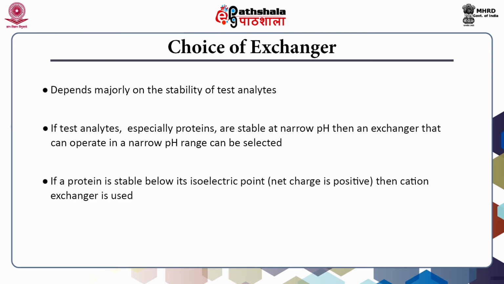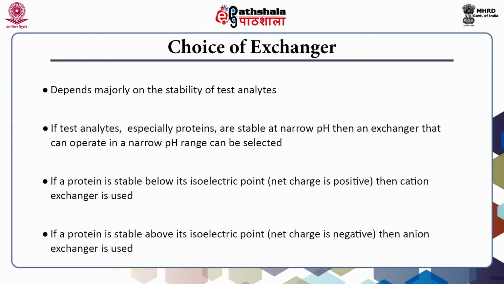If a protein is stable below its isoelectric point, then we need to use a cation exchanger. Why? The main reason is that proteins below their isoelectric point will have a net positive charge. When they have a net positive charge, we have to use a cationic exchanger. But if the protein is stable above its isoelectric point, that means at that stage these proteins will have negative charge on their surface. In this case, we need to use anionic exchangers, especially like CM cellulose kind of exchangers.